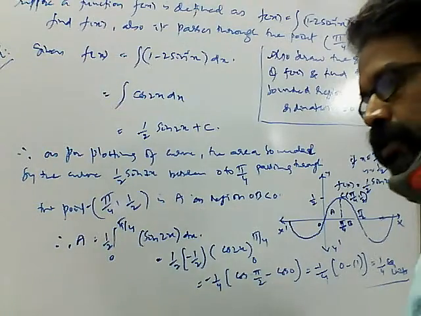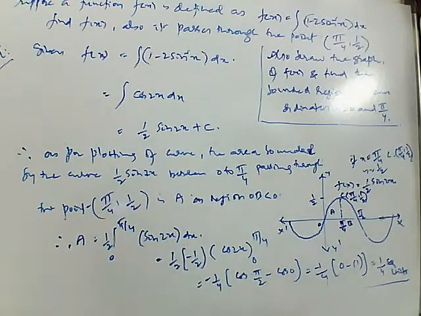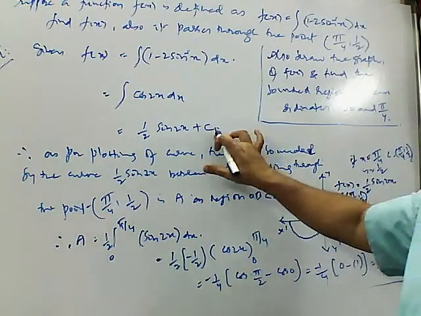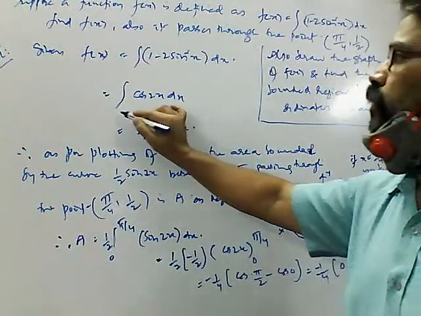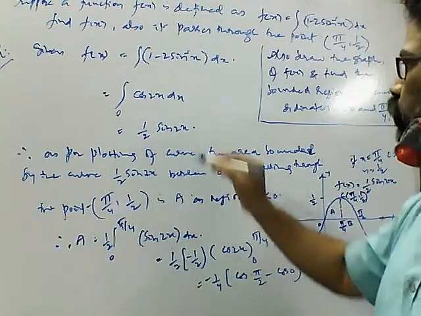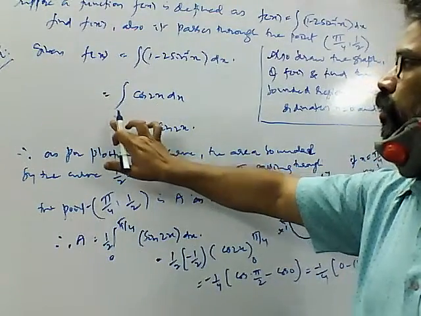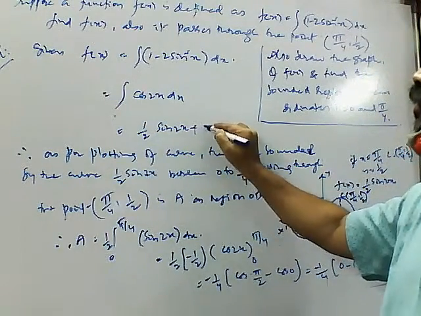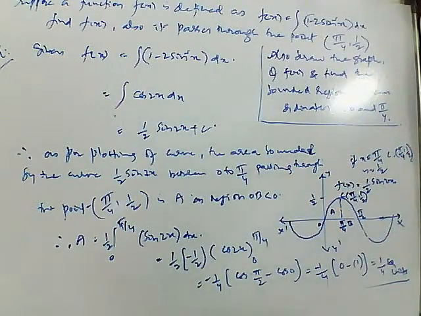Very clear? So this is the area. In the integral of sin 2x, C won't be there because there are specific limits, 0 to pi by 4. C no need to mention because these are bounding limits. So C is not compulsory.